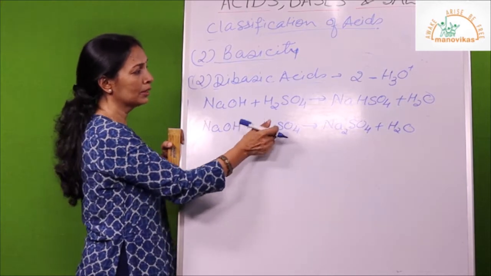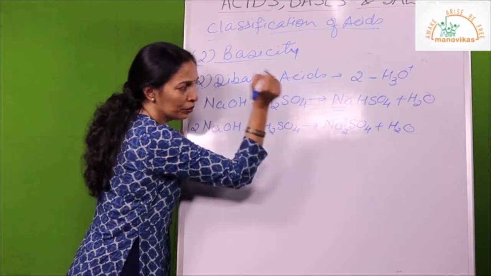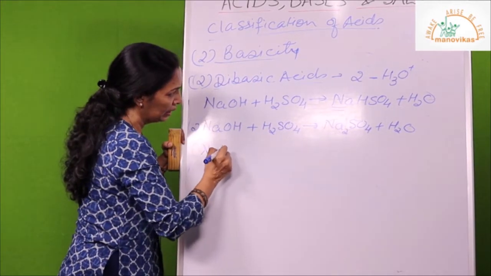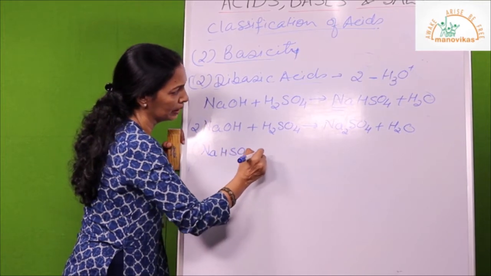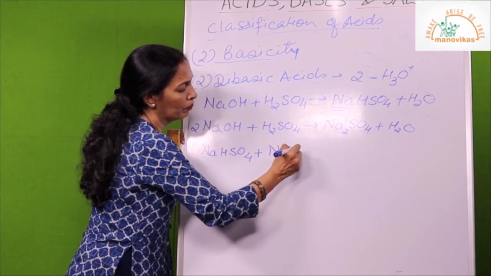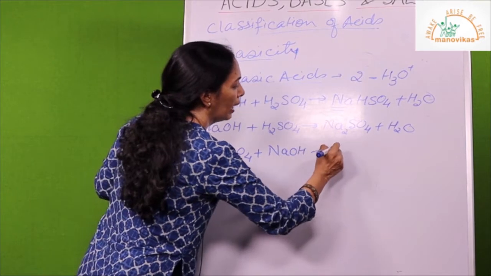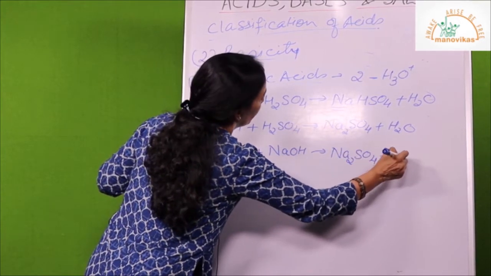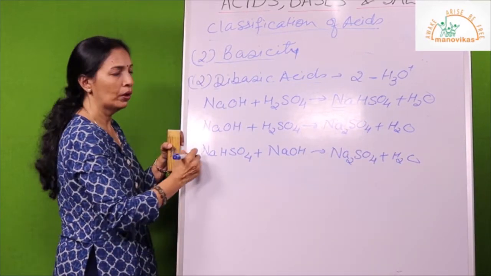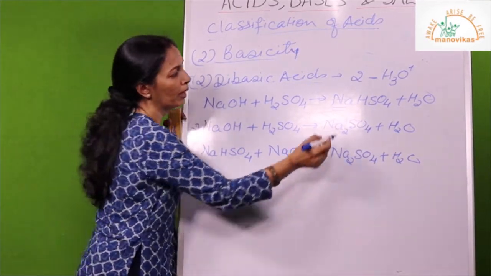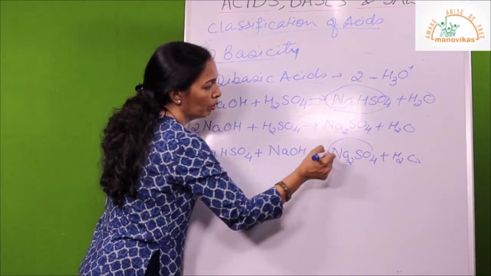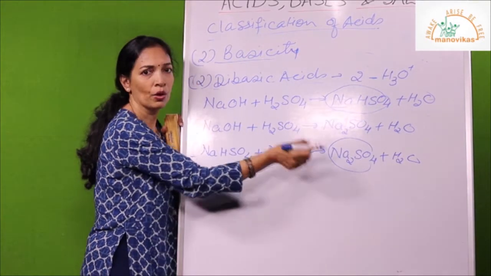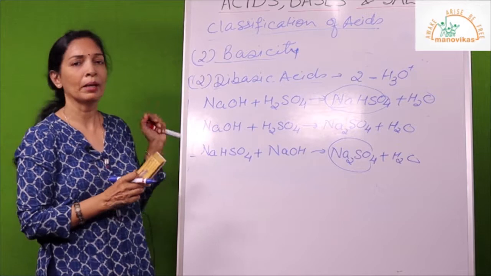You can also write this equation like this. You can continue with this, like this: NaHSO4 in the second step will react with some more sodium hydroxide and give Na2SO4 plus H2O, one and the same, like this or like this. So in this way you will find 2 types of salts are formed, acid salt and normal salt. This is all about dibasic acid.